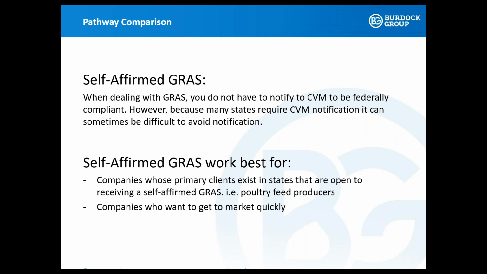Self-affirmed GRAS works best for companies whose primary clients exist in states that are open to receiving self-affirmed GRAS, and those states, where your clients are, are very specific. If you're going to be selling to poultry producers and your clients are all in Georgia, try self-affirmed GRAS first. It might be faster. But you do have that risk of states saying no, and you increase your chances, I've found, if you hire good attorneys or if you have a good legal department.